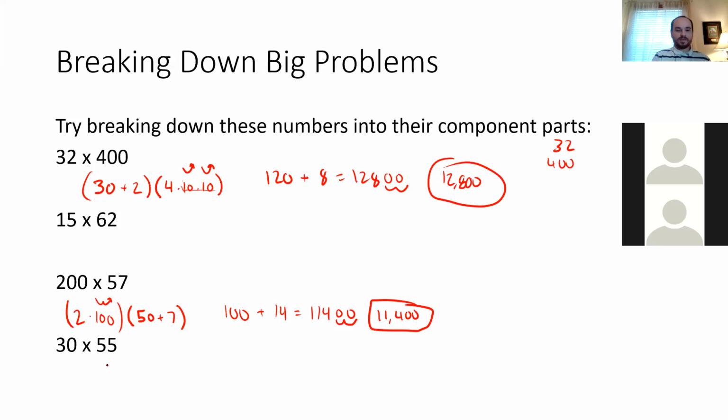Okay, what about 30 times 55? How do we break down the 30? 3 times 10. Now, can anybody think of a shorter way to do 55? We can still write it as 50 plus 5, and that's how we'll do it this way. But any ideas on how you can do a shortcut here?